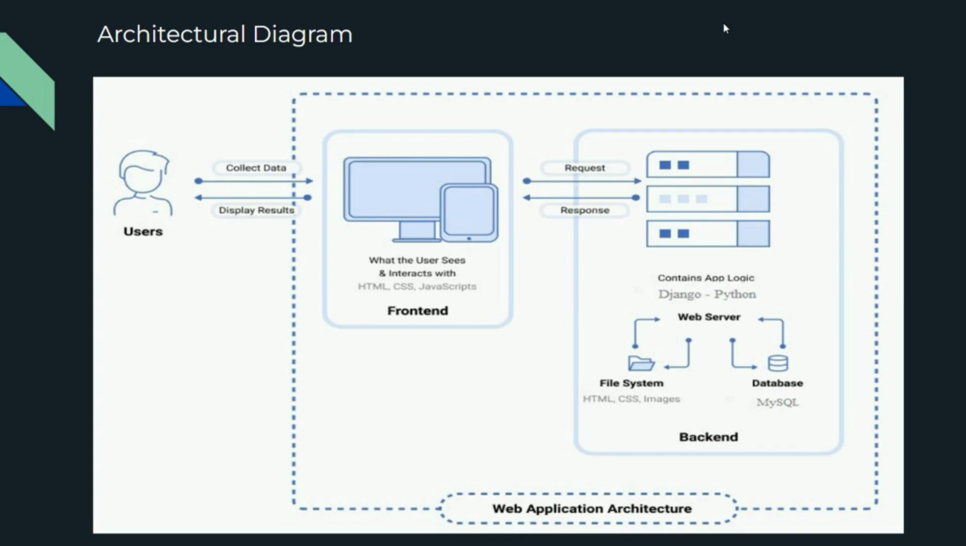Users are drawn on the left side. They collect data and see the displayed result on the front end. Front end is made using several front end technologies like HTML, CSS, JavaScript, and through front end, a request is sent to the back end, where the server processes them using the database and file systems and sends back the response to the front end. So this is the whole architecture.